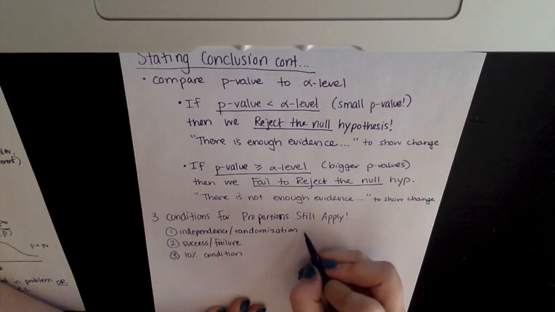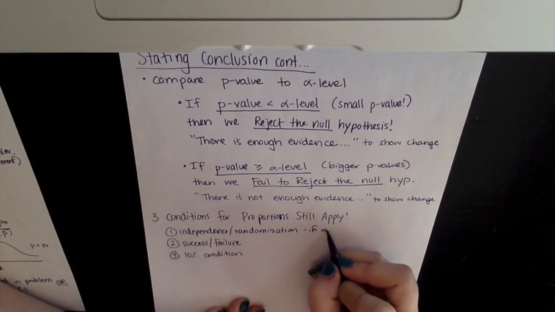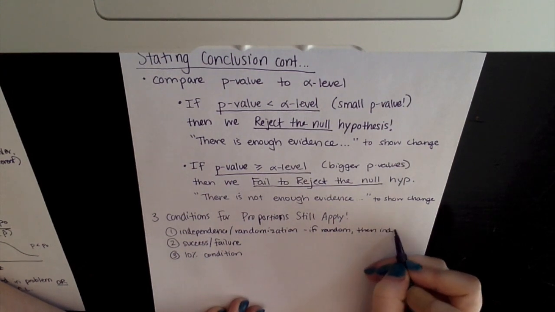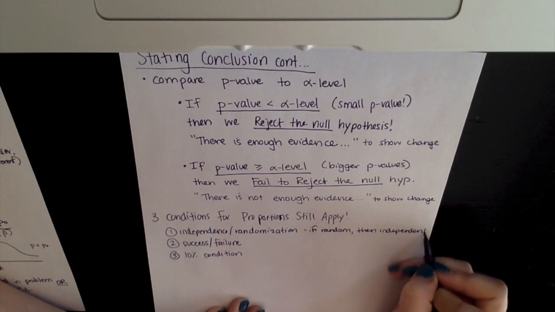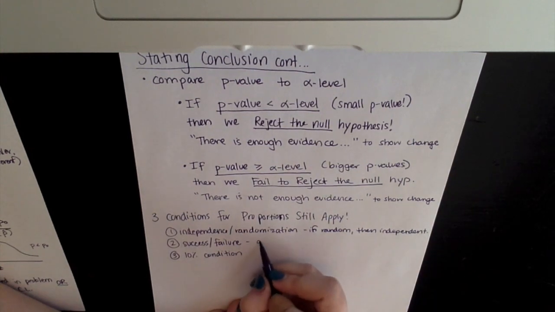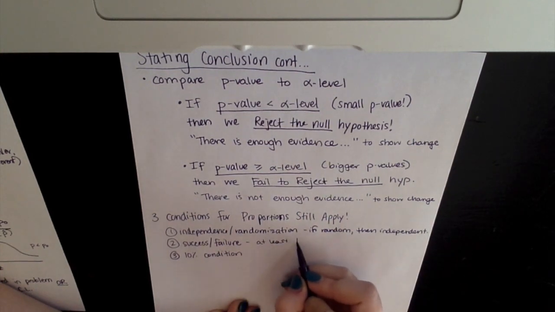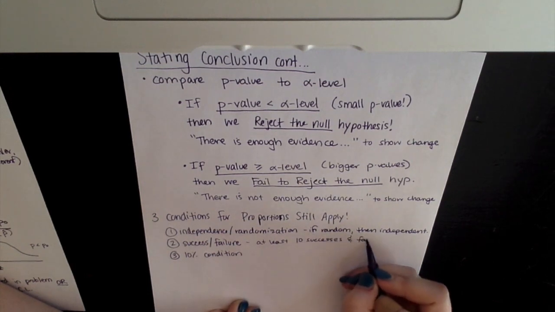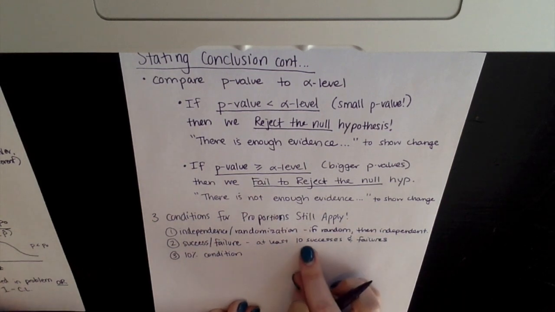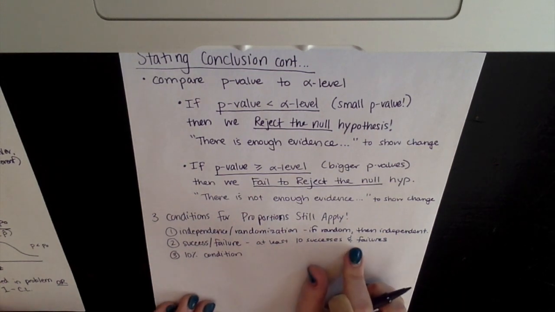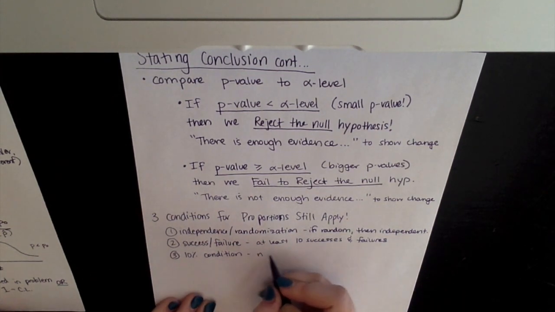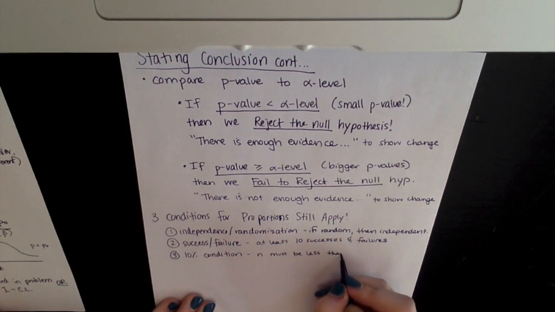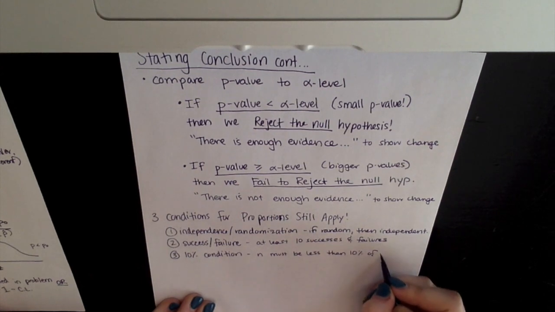Okay, so a reminder, this was if random, then independent. This was at least 10 successes and failures. So we have to check if we've got at least 10 successes and at least 10 failures. And then finally, N must be less than 10% of the population.